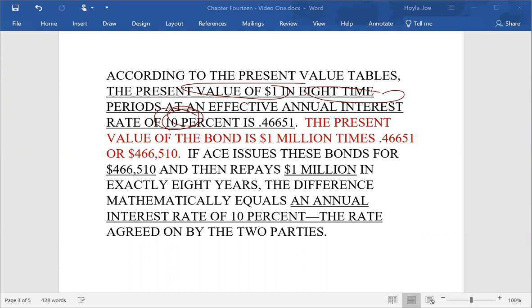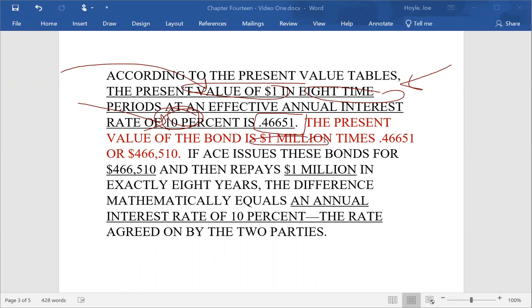Notice the 3 things I focused on here. It's the present value of a single amount of $1 because there's only one payment. It comes due in 8 years, and the effective agreed upon rate is 10%. If you look that up in the back of the textbook or wherever you find your present value factors, you should find 0.46651. So the present value of these bonds, and remember, there's 1,000 bonds at a face value of $1,000. That's $1 million in bonds.